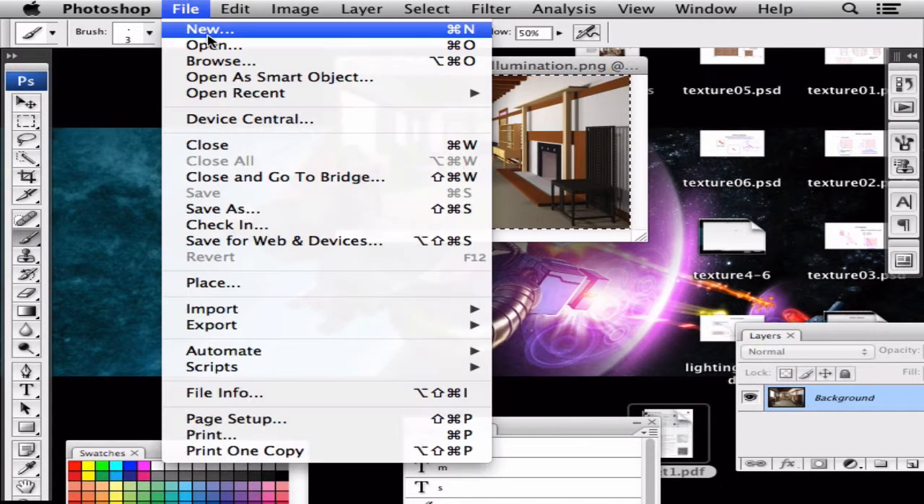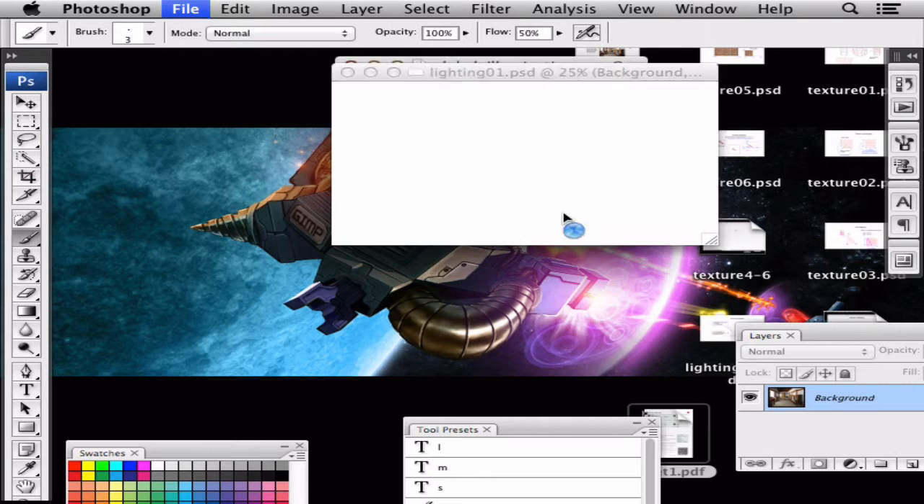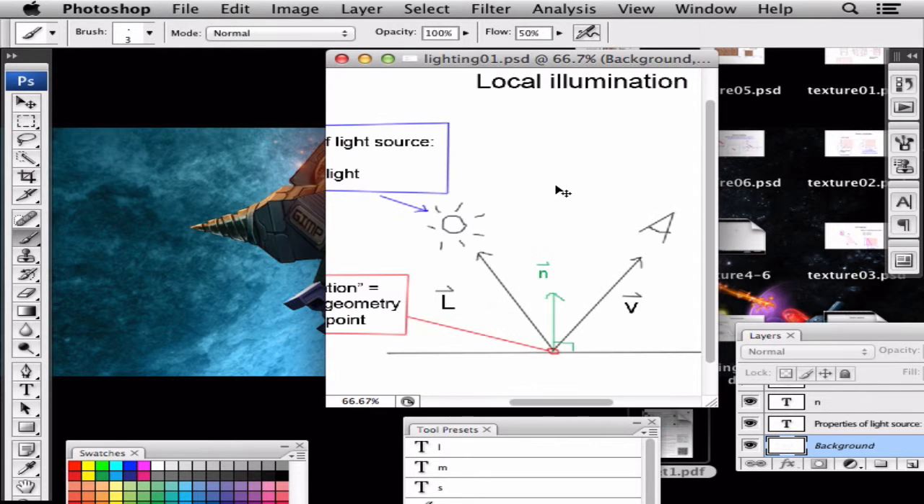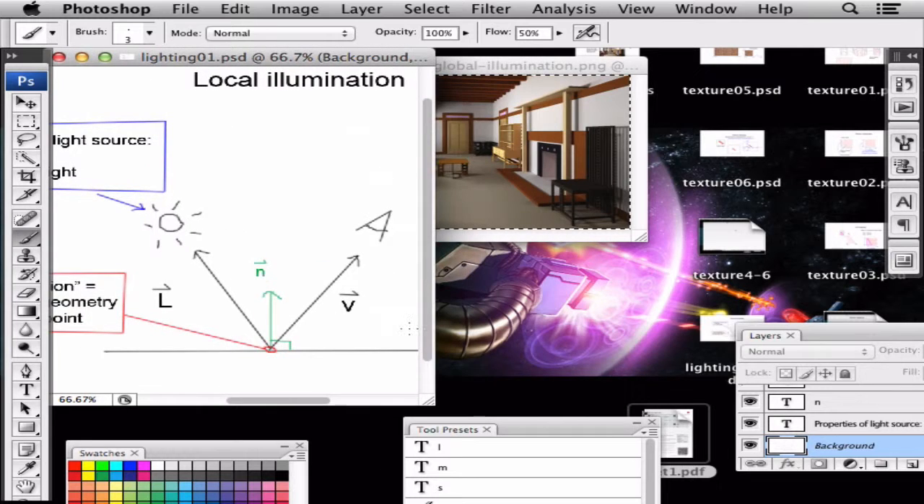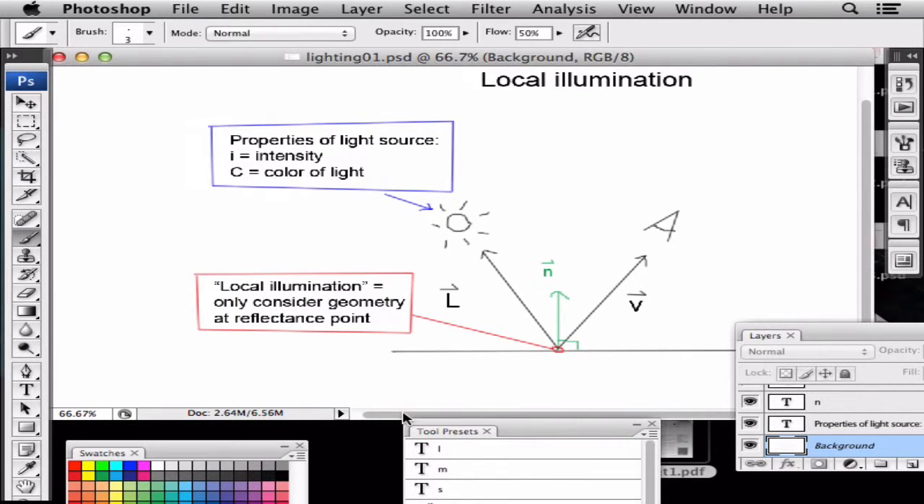Okay, but let's go back to this situation here, local illumination. We only consider the geometry at the specific point that we're looking at and nothing else. That's what we want to do now. As I said, I put these two properties that are general for light sources: how strong the light is and maybe what color it is.